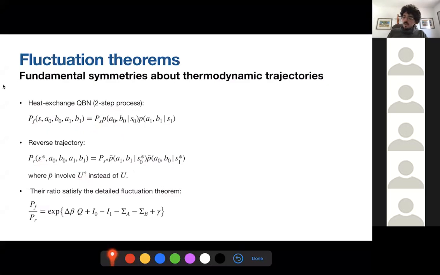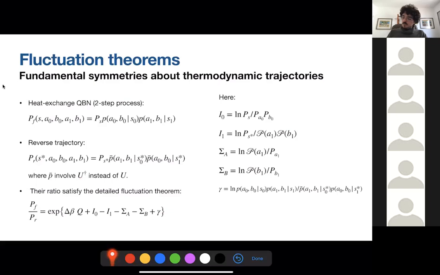And if we now do the ratio of these two probabilities here, we get this kind of structure. And let me explain what each term here is. So the first term is the difference in initial temperature times the heat. Then we have these two terms, which are stochastic versions of mutual informations. So they're the stochastic analogs of the mutual information of the initial state and the mutual information of the final state. We have these sigma terms, which are stochastic versions of relative entropies. So they're essentially measuring how much systems A and B were pushed from their initial states.